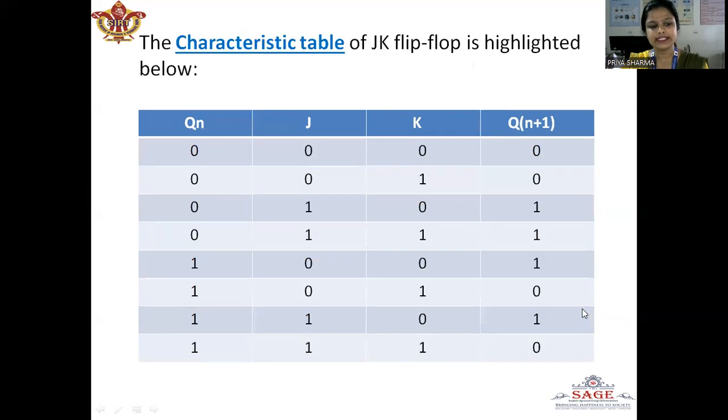So next is the characteristic table of the JK flip-flop, which has been derived from the truth table of the JK flip-flop. The inputs will be the present output Qn, J and K, and all the possible combinations of the basic circuit, 2 to the power n, that is 2 to the power 3, 8 combinations. And we get these as the outputs.